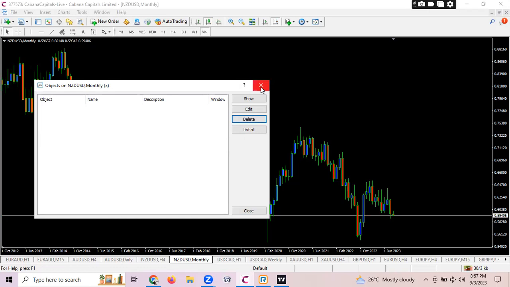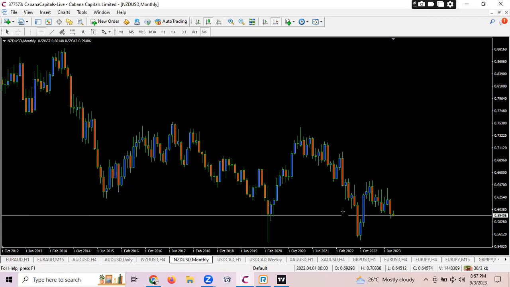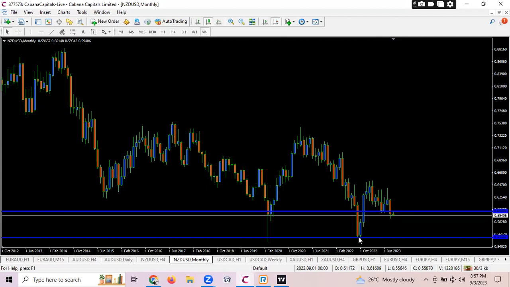So what do we have here? Break of support, which has become a resistance. So the monthly tells us that New Zealand USD is bearish. You can see there was a break from support. And after that break, there was a retest. Can you see it? So at the moment, New Zealand USD is bearish on the monthly time frame. And this could be the next target.